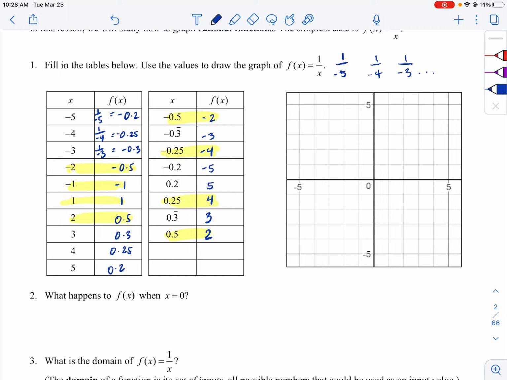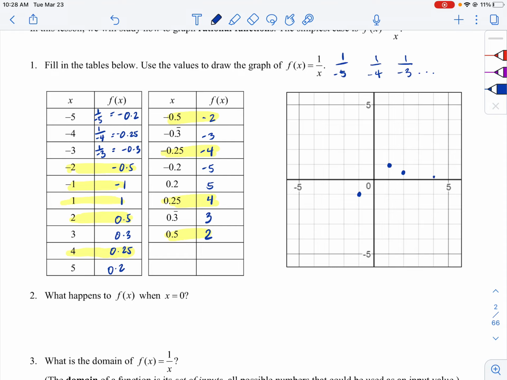Let us do -1, comma -1. Then I have 1, comma 1, 2, comma 0.5, and maybe I can add this one, 4, comma 0.25, really small over here.